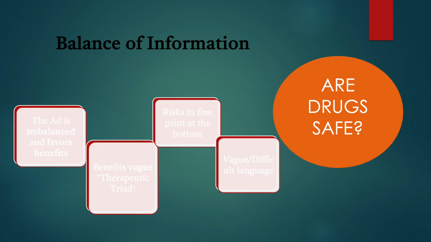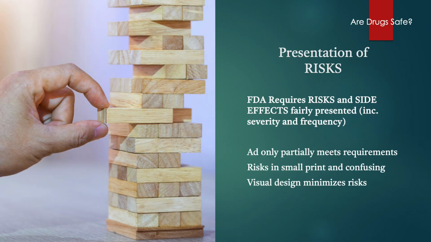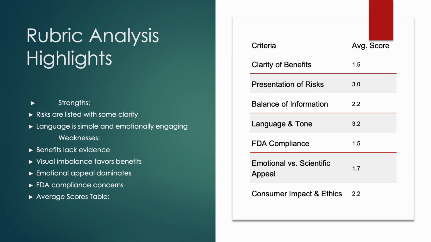The balance of information was very poor. The risks were in fine print at the bottom. It's very vague and hard to understand, especially about the therapeutic triad that it talked about. Again, the tone and the language were very vague and oversimplified, and when they weren't, it was hard for the average consumer to understand. On the presentation of the risks, the FDA requires the risks and side effects to be fairly presented, and this just did not do that. It only partially meets the requirements. The risks are in small print, like we said before, and it has a visual design that minimizes the risks that it does talk about.